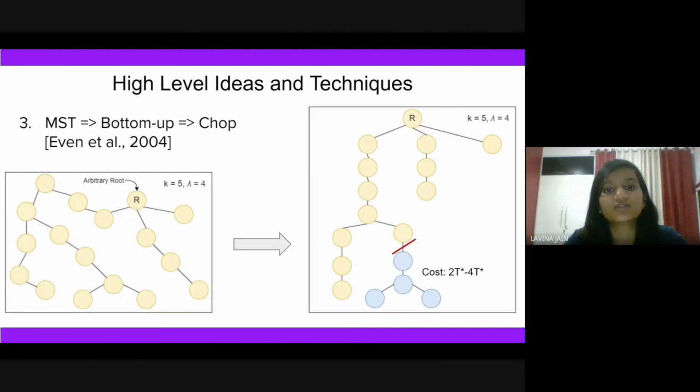This brings us to the third high-level idea. We could start with the MST, pick an arbitrary root, and then traverse it bottom up starting from the lowest leaf, while chopping off subtrees when their cost reaches between 2t star and 4t star. Now, if we try to apply this to the capacitated version, what is the problem?